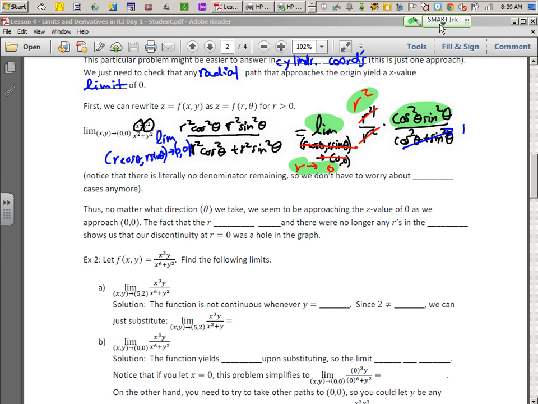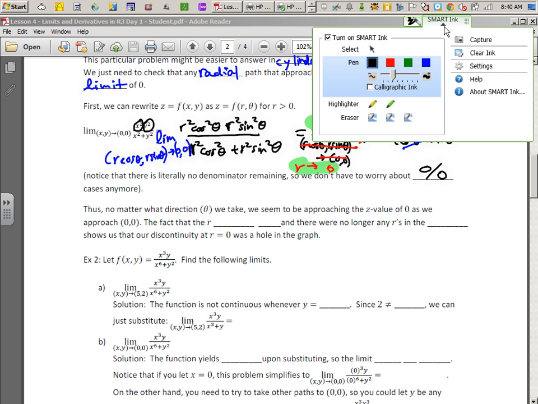That's a proof. We proved that whatever radial path you take towards the origin gives us a z of 0. And we just did an infinite number of calculations all at once. So we did. Very cool. So literally, no denominator remains, so we don't have to worry about 0 over 0 cases anymore. So that's what goes in this blank, 0 over 0.